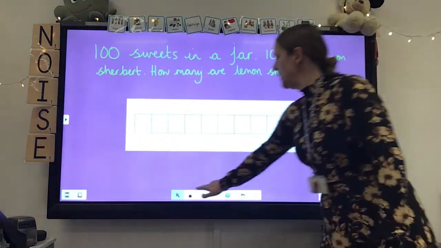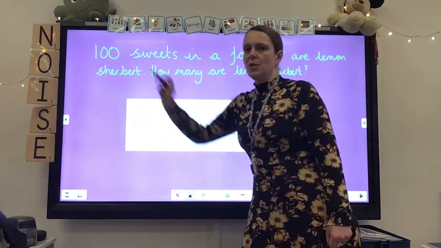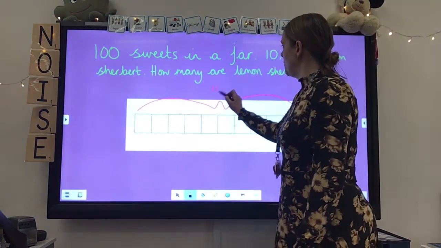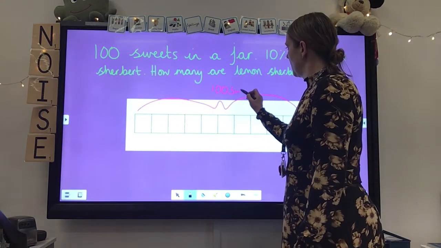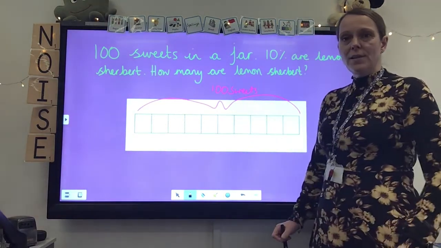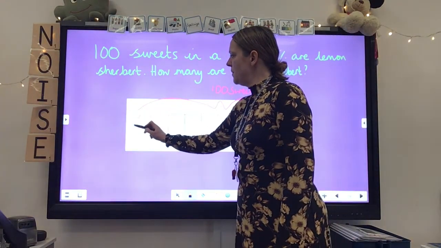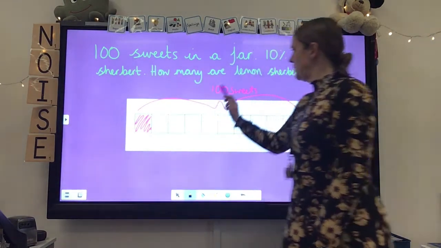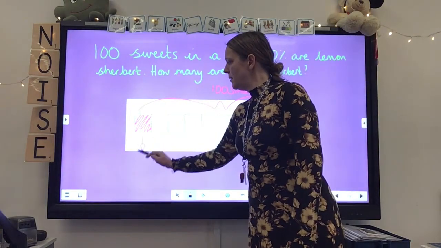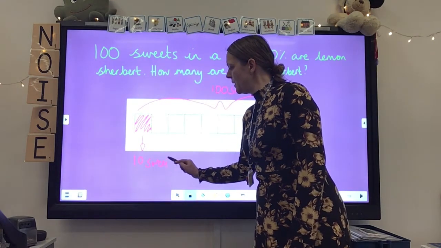Okay, so I know that this represents 100% and I know there are 100 sweets in the jar. So this bar model represents 100 sweets. Okay, and I know that 10% are lemon sherbet, and I know from before that 10% is one square. So if 10 squares are 100 sweets, one square is going to be 10 sweets. So 10 of the sweets are lemon sherbets.